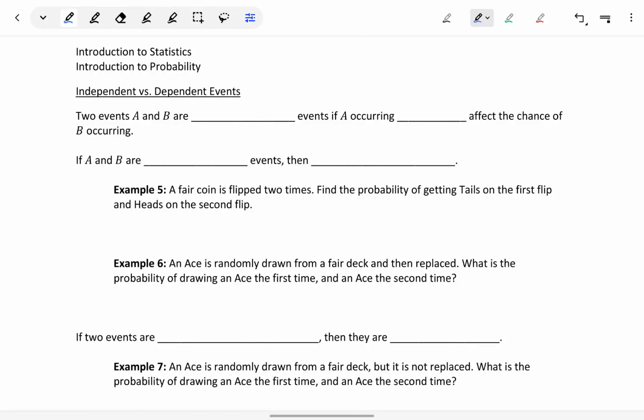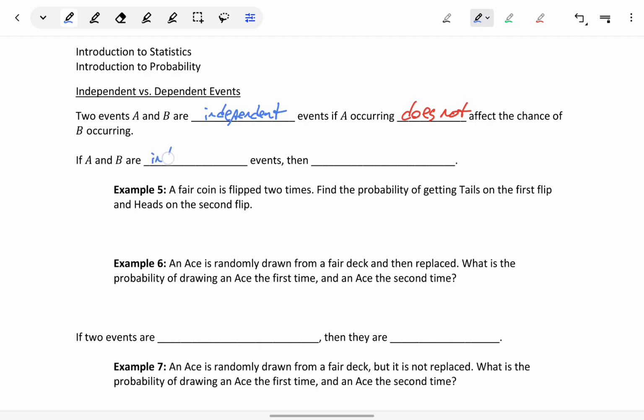When we start talking about probabilities that involve two or more events, we have to start thinking about whether those events are independent or dependent. Two events are considered to be independent if event A occurring does not affect the chance of B occurring.